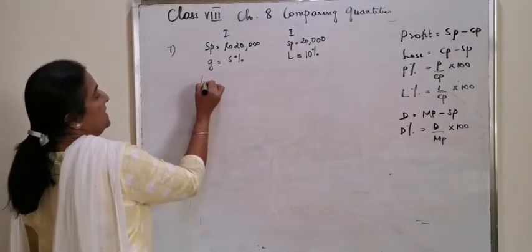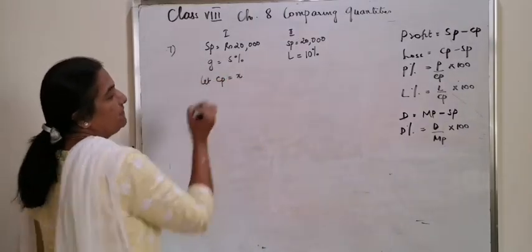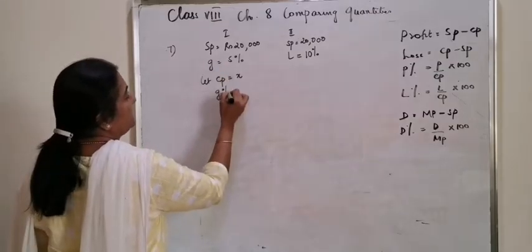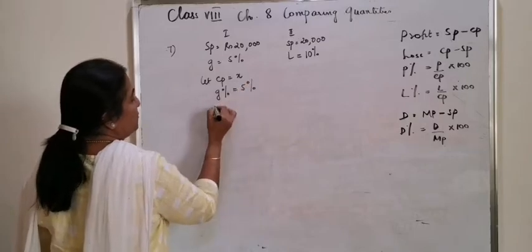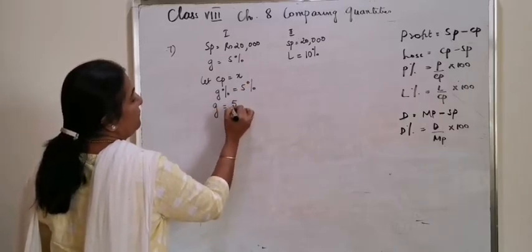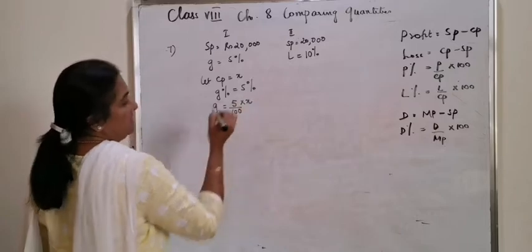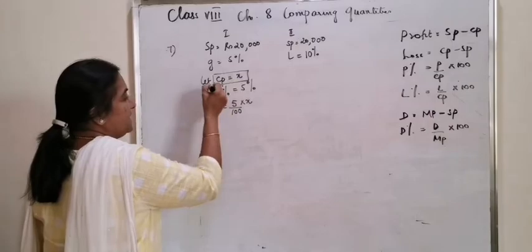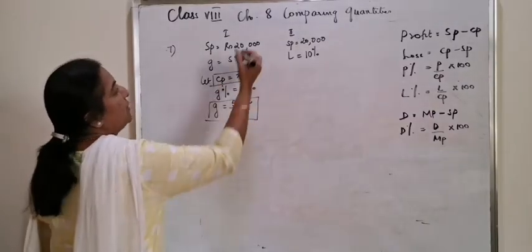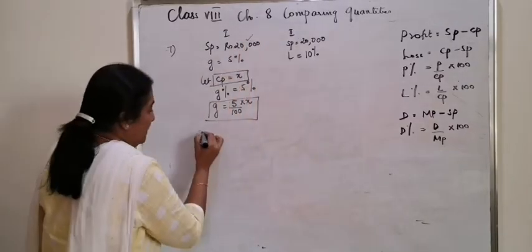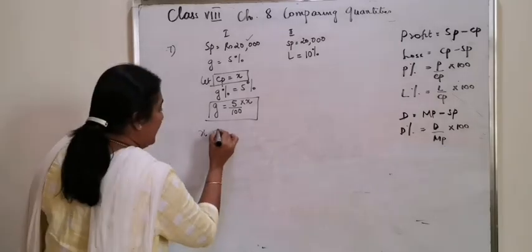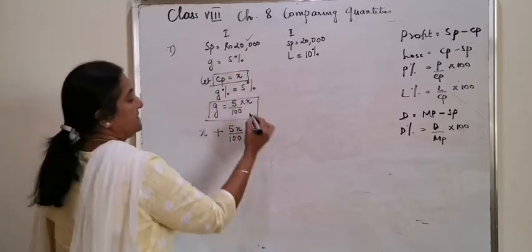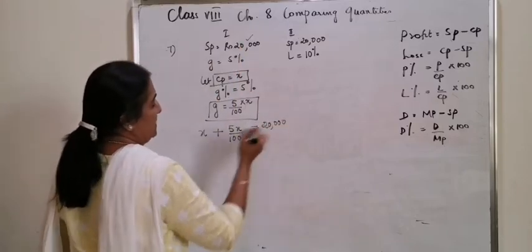That means we have to calculate what is the cost price of each of these buffaloes. Let the cost price be X. Now it is a gain. So gain percent is equal to 5%, or the gain is 5 by 100 of X. Since he has made a gain, cost price plus gain is giving you the selling price. He bought it for X rupees. He made a profit of 5x by 100, and that selling price is 20,000.